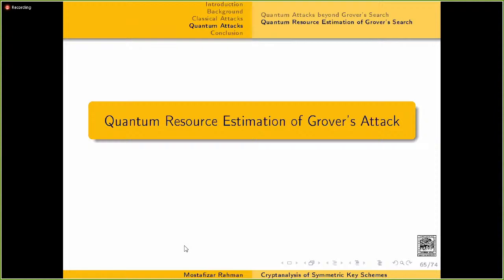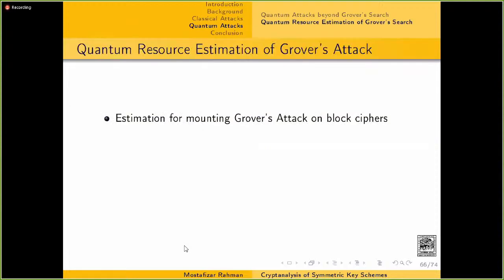Next is the quantum resource estimation. We know that there is a generic attack using Grover's algorithm on the block cipher. But the essential question is how big a quantum computer should be to mount such attacks. So we have tried to answer that question in this work.